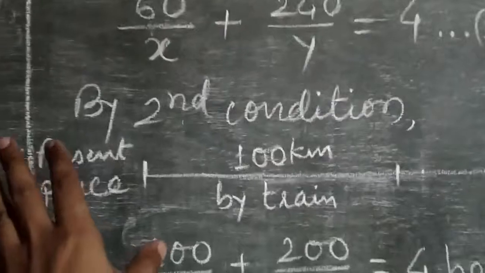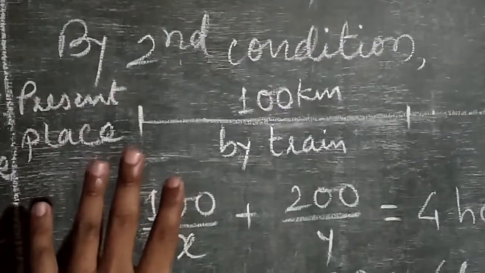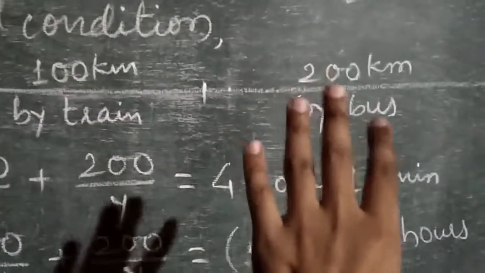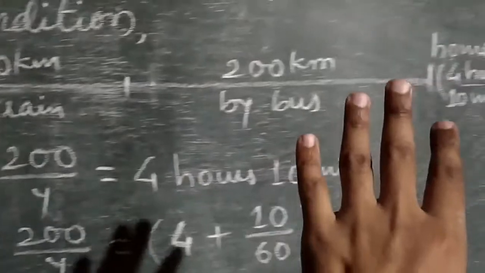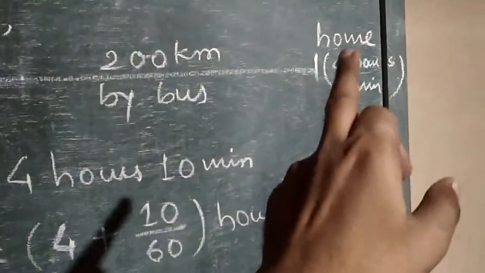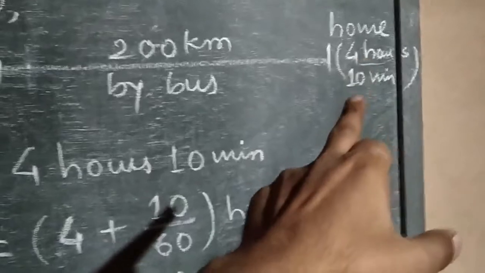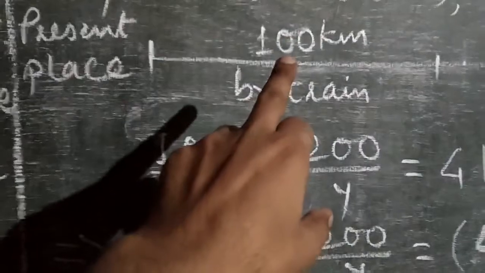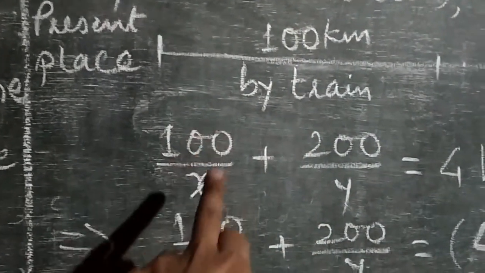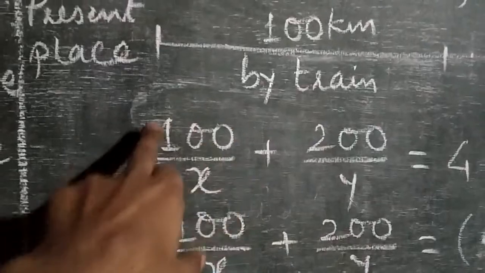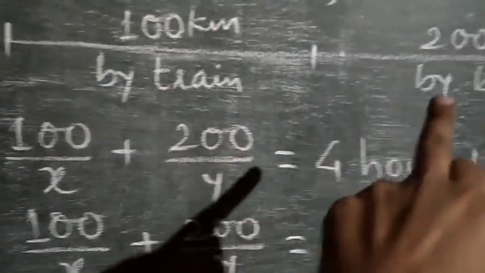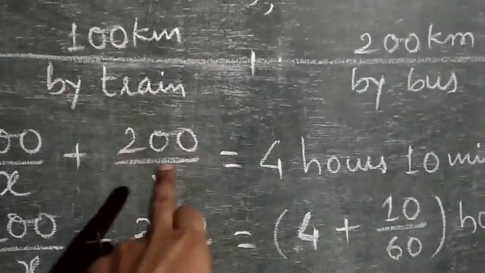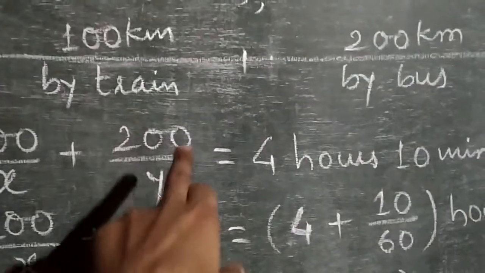Got it? Now we will take the second condition. According to the second condition, the first 100 km is travelled by train and the remaining, that is 200 km, by bus. The total time will be 10 minutes longer than the previous one. The previous time was 4 hours, so this time will be 4 hours plus 10 minutes. So we write here 100 km, the distance, upon the speed of the train, x, which is the time taken by the train. Similarly, 200 km is the distance travelled by bus and the speed of the bus is y, so 200 upon y is the time taken by the bus.